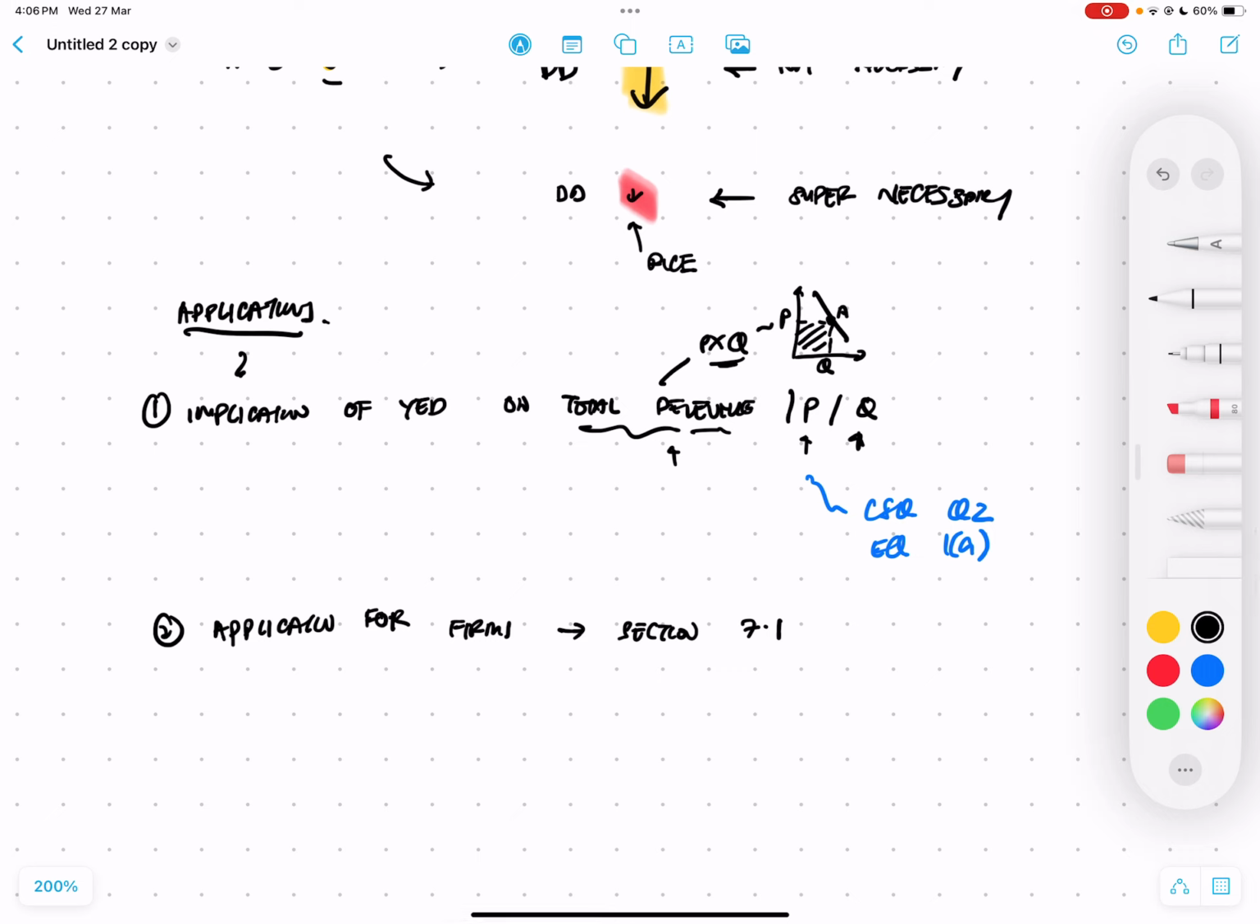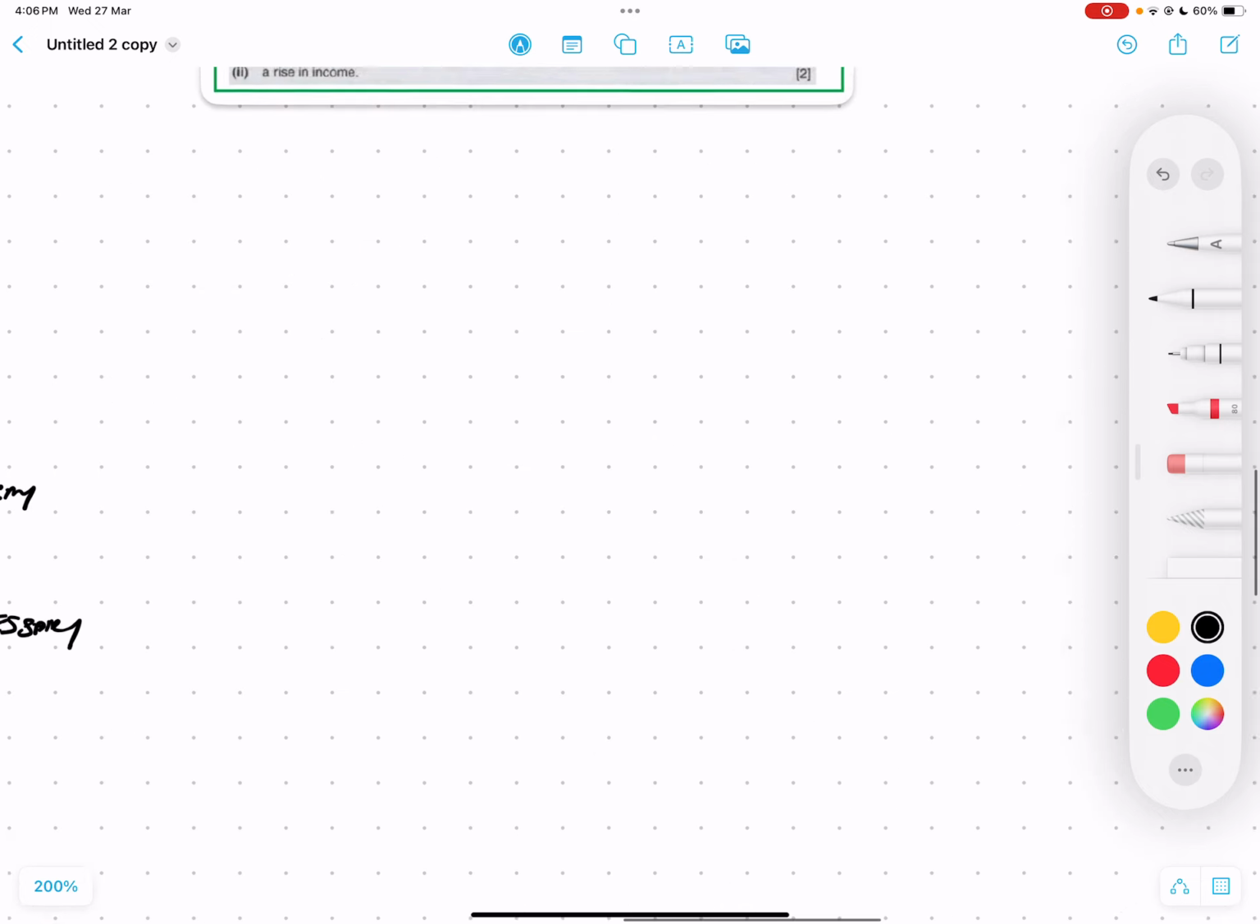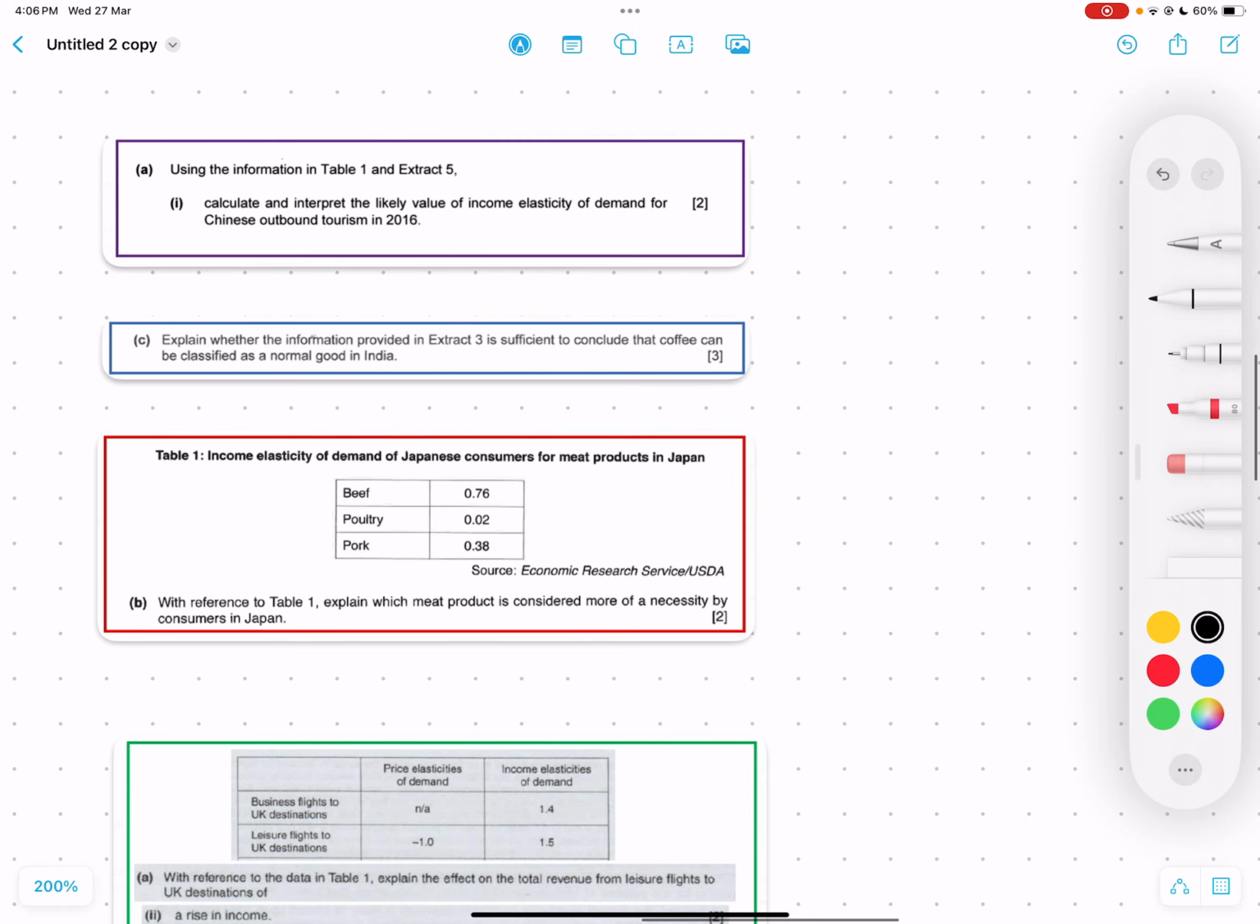Okay, so implications for firms, section 7.1. We'll run through some questions, and I'll also show you how you're going to be tested for each of the different sections. I have some questions over here, four actually.